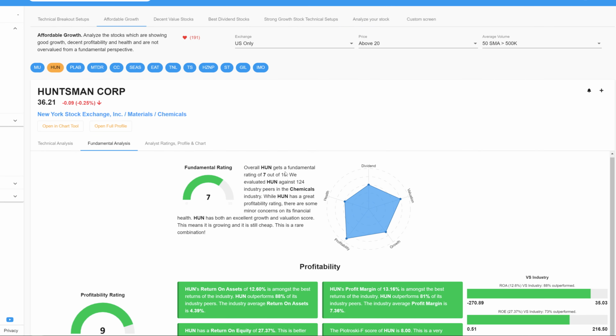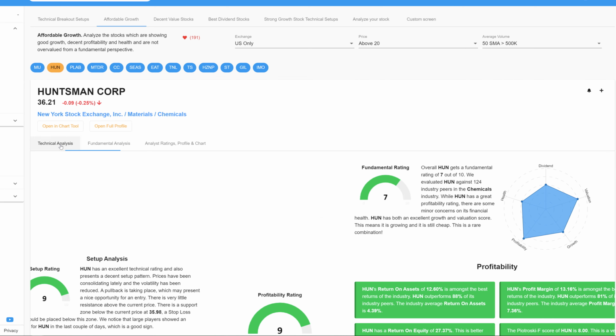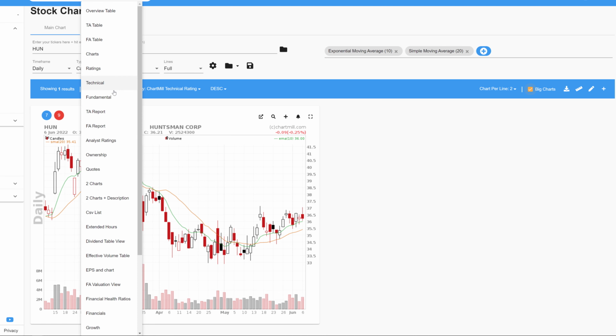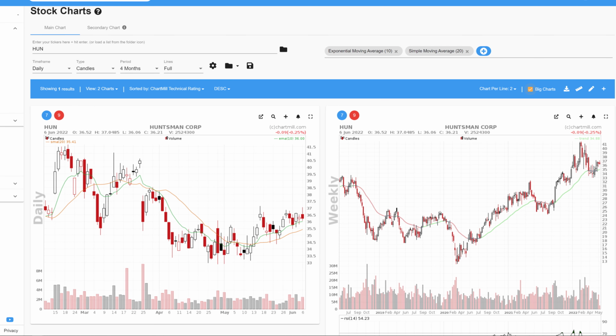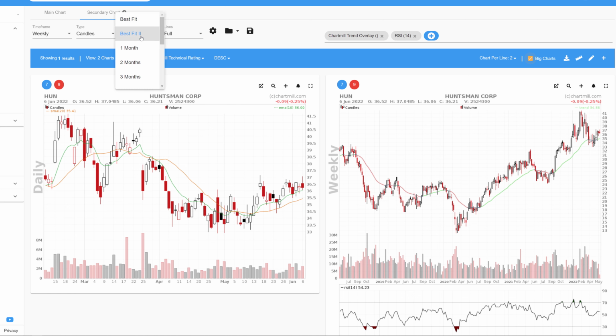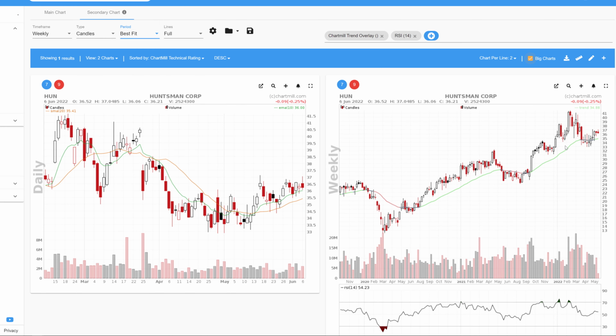Now, the nice thing about this particular stock is that also from a technical point of view, it gets a good rating. A technical rating of 7 out of 10 and a setup rating of 9 out of 10. So in this case, both the fundamental and the technical aspects are positive, and that is worth keeping an eye on. So if we take a look at the chart, oh, something went wrong, so I'm going to change this manually to 2 charts. So the weekly chart, and I'm going to change the secondary chart to best fit 1, so it's a little bit more obvious.